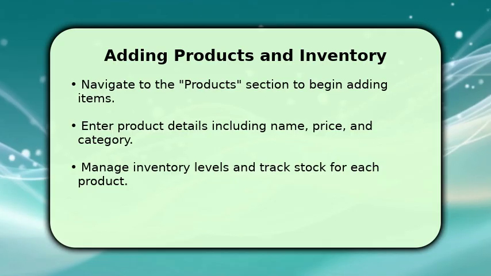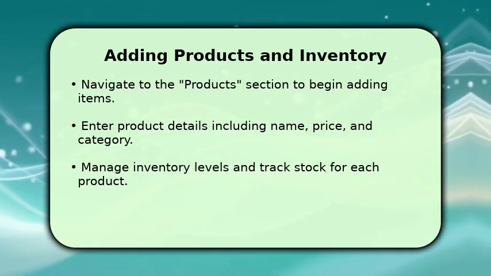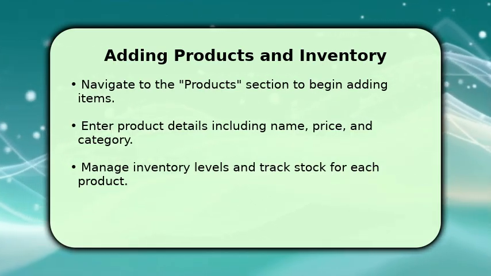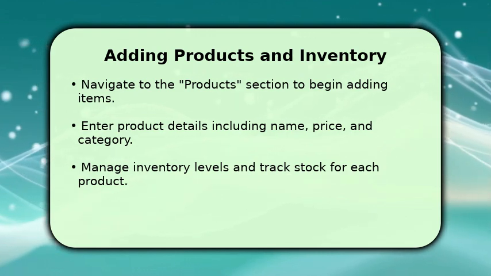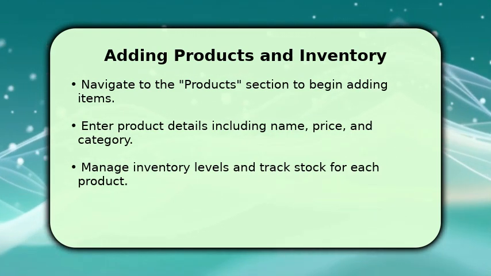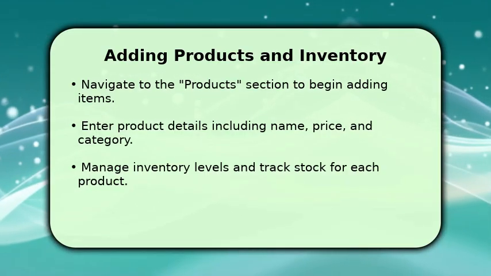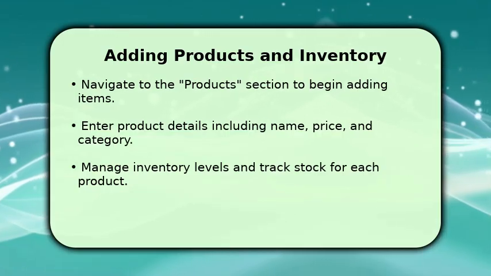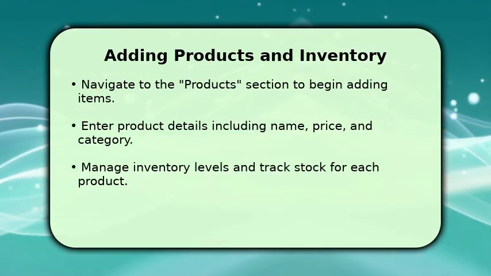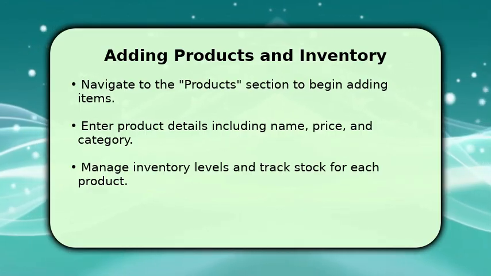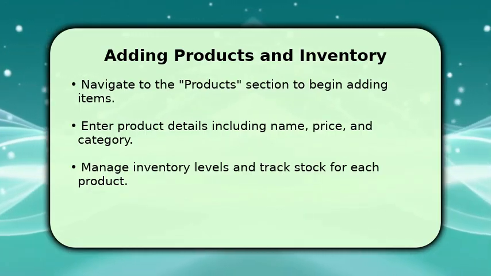Head over to the Products section, where you can begin adding each item individually. You'll input key details like the product's name, its selling price, and assign it to an appropriate category. It's also vital to manage your inventory levels here, keeping track of stock for each product. For faster checkout, remember to assign unique barcodes to your items.